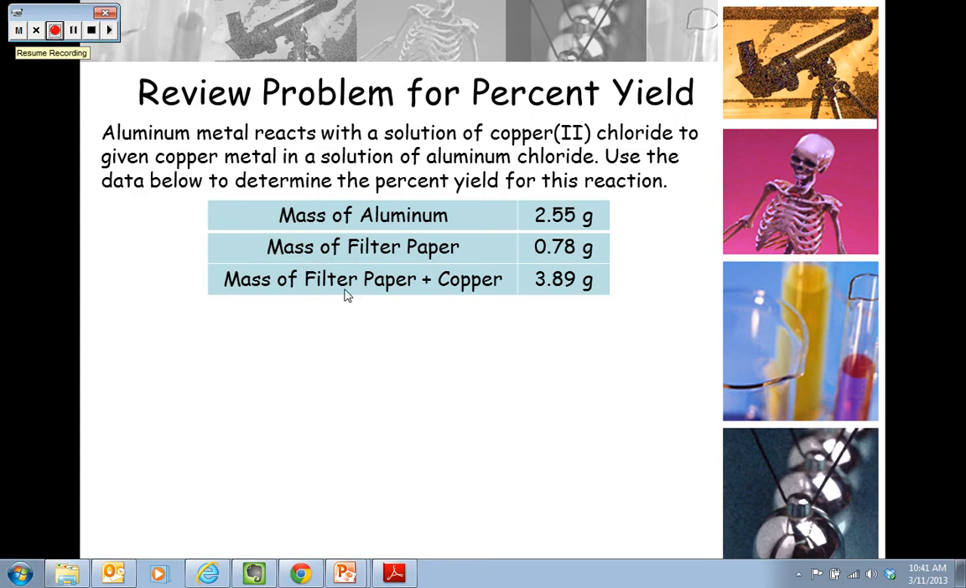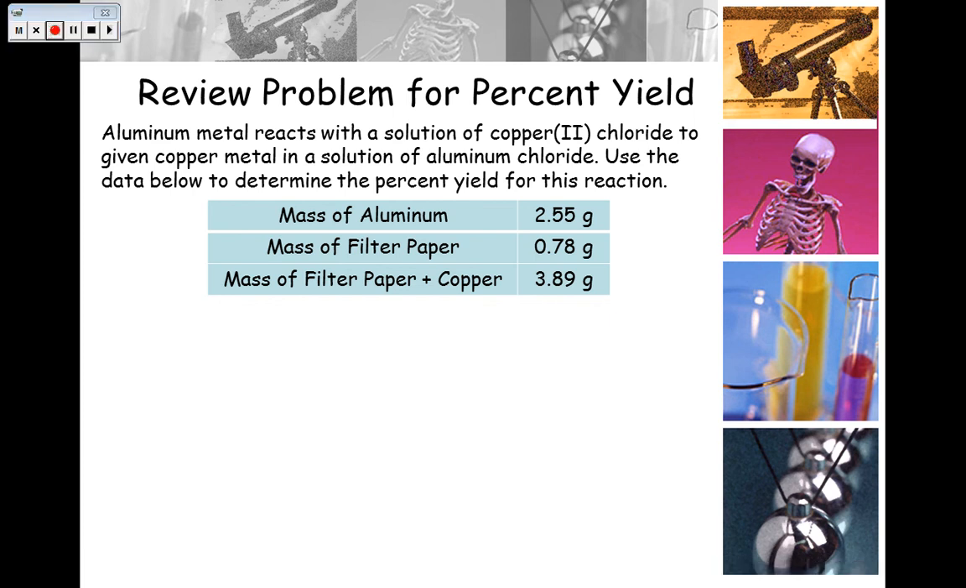Alright, so it's asking you to figure out the following problem. The problem reads that aluminum metal reacts with a solution of copper 2 chloride to give copper metal in a solution of aluminum chloride. This is going back to writing the reaction. So let's go ahead and pull out the important information.